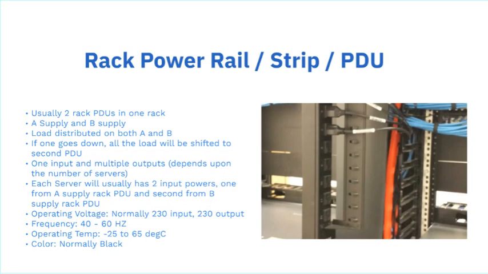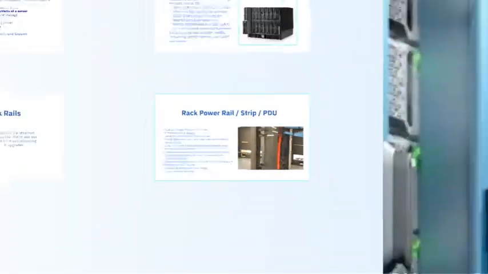Operating voltage at the rack PDU is normally 230 volt, and output is 230 volt as well. So we provide 230 volt to the rack servers. Frequency is 40 to 60 hertz, operating temperature minus 25 to 65 degrees Celsius. Color: to be very honest, I have seen most of the racks in videos in black.